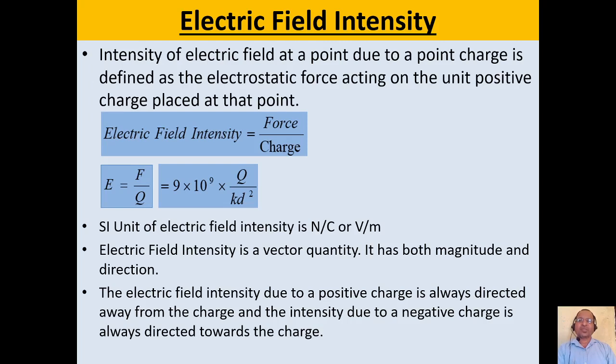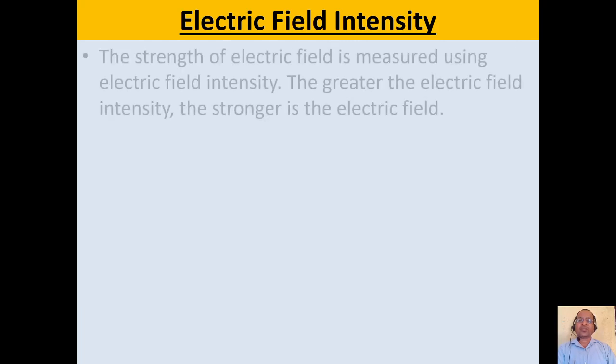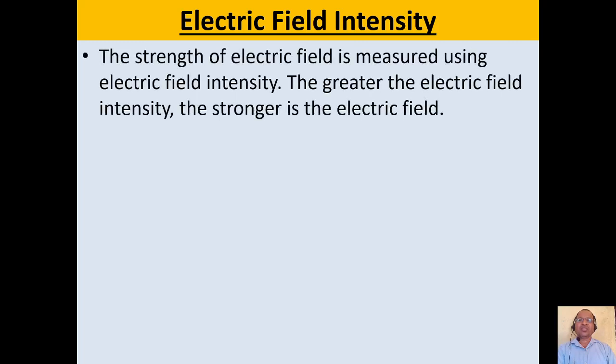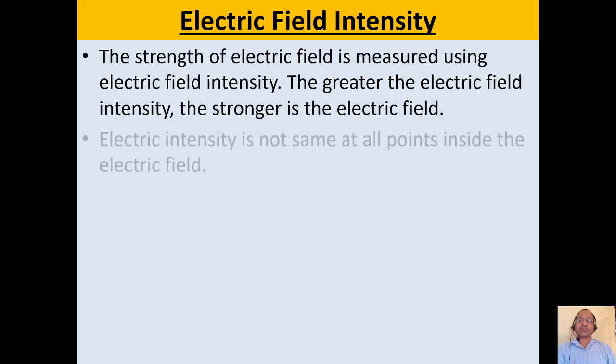We have seen like charges repel and unlike charges attract. That's why the direction of electric field intensity is always away from a positive charge and always towards a negative charge. The strength of this electric field is measured using electric field intensity. So if the electric field intensity is higher, then we say that the electric field is stronger.